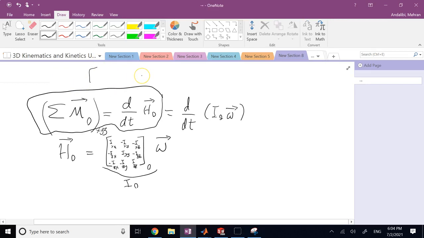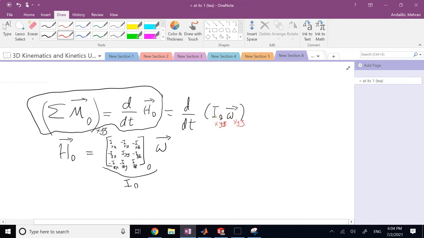Now, what I want here is to write this rule that I have here, this equation. I want to write everything along the small xyz. So this IO has to be written in the small xyz, and omega has to be written along the small xyz.